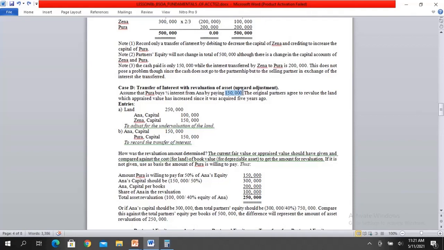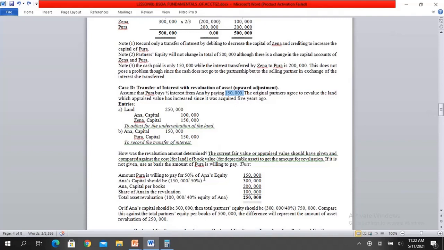150,000. So ito yung magiging basis natin kasi hindi binigay kung magkano yung original na amount ng land or kung magkano yung current na amount ng land. So yun yung gagawin natin para makuha yung revaluation ng asset. Gagamitin natin itong 150,000 na willing na ibigay ni Pura. So, para sa 1.5 interest ni Ana. Ayan. So, yun yung basis natin.